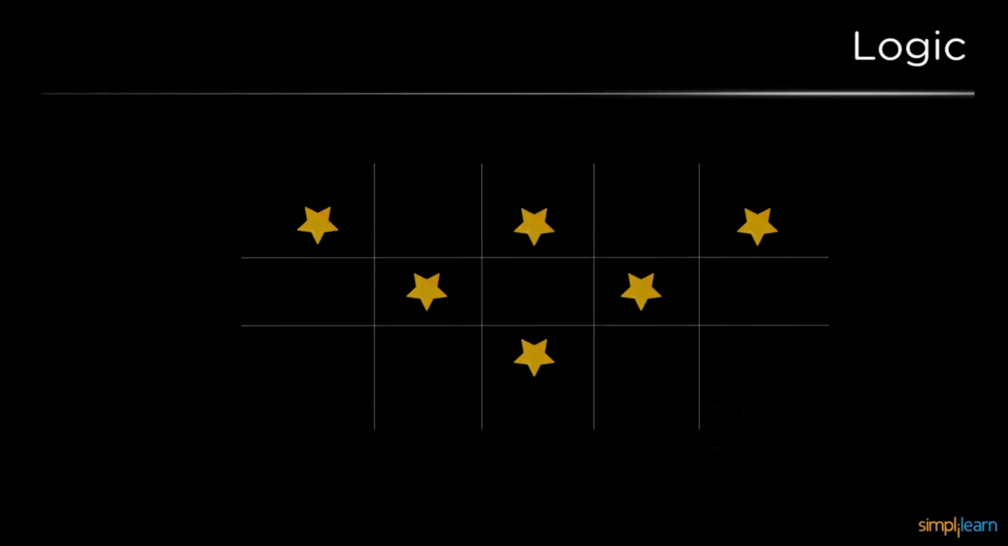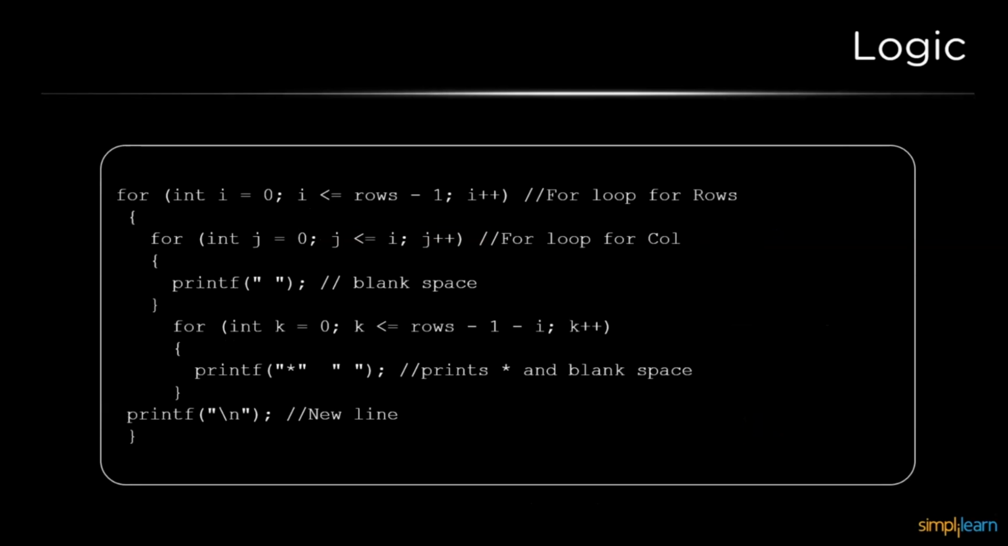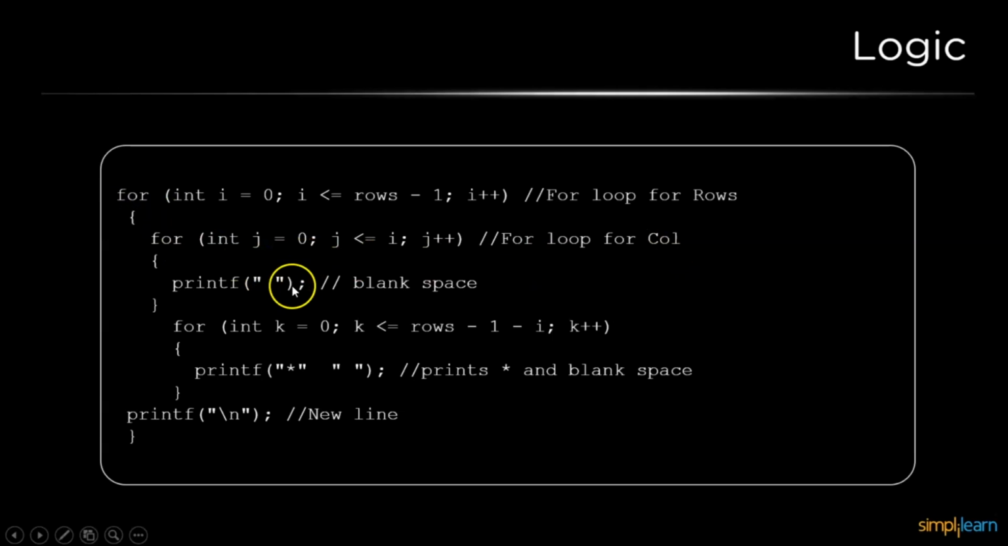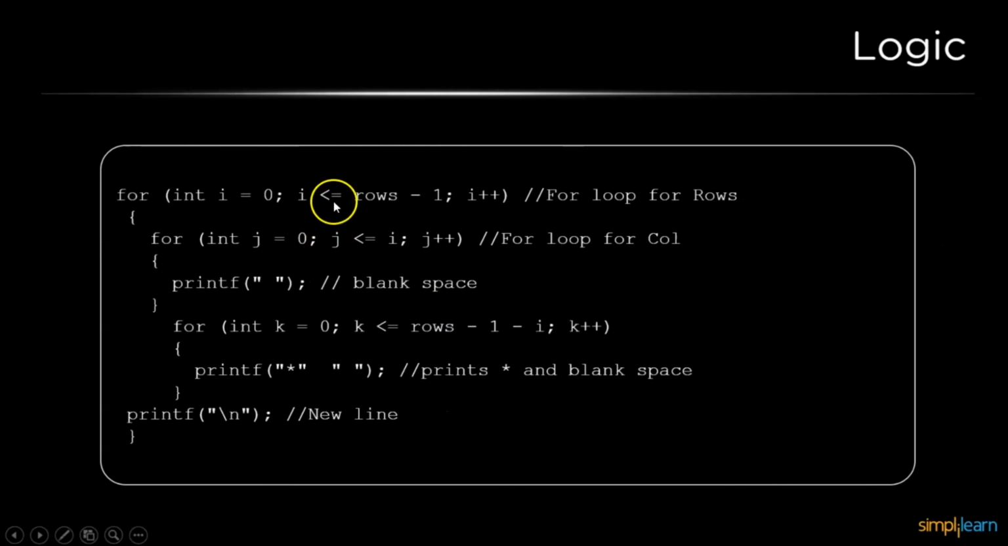So let's have a look at the code. Here we have a for loop for rows and then for loops for columns. The first for loop is to print the blank spaces, and the next for loop is to print the stars. Initially the i value is 0, and 0 is lesser or equal to 5 minus 1, that is 4. So the condition is satisfied and it comes down to the next for loop where j's initial value is 0. 0 is lesser or equal to 4, which is true, and it prints the blank spaces.